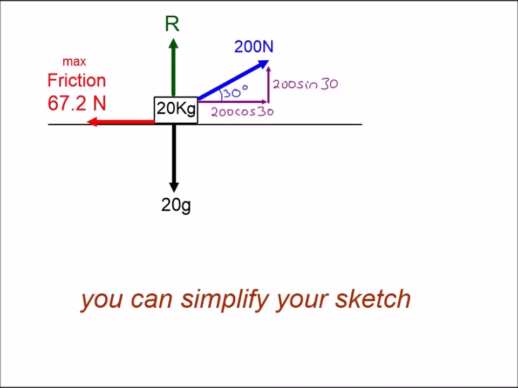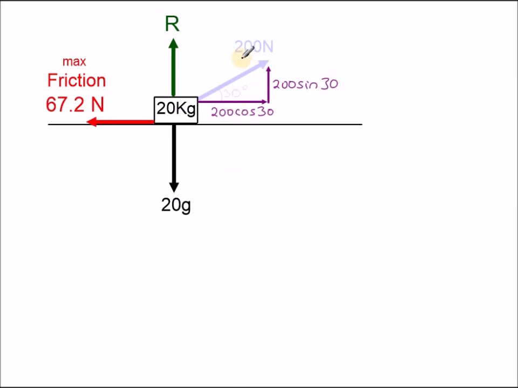Now if you want, you can simplify your sketch, because once you've resolved this 200 Newton force into its horizontal and vertical components, you no longer really need it on your diagram, because you've replaced it with these two components which are perpendicular to each other. So you can think of it like this, and these values can be simplified like so. I can remove that 200 Newton force completely from the diagram, and all I've done here is take this 100 Newton force, which is vertically upwards and applied to that block, and move it from there to here, like so.